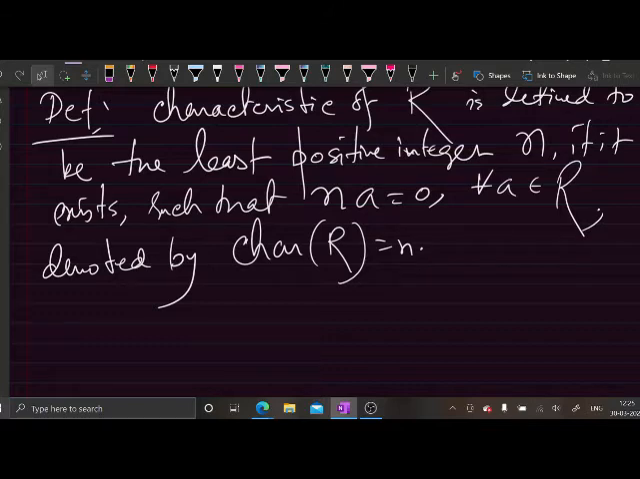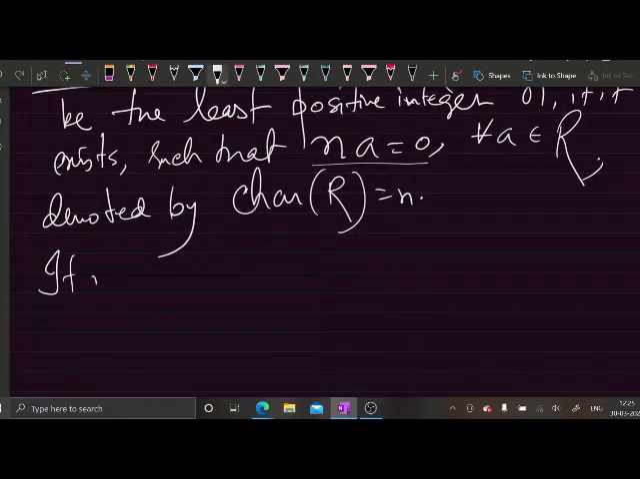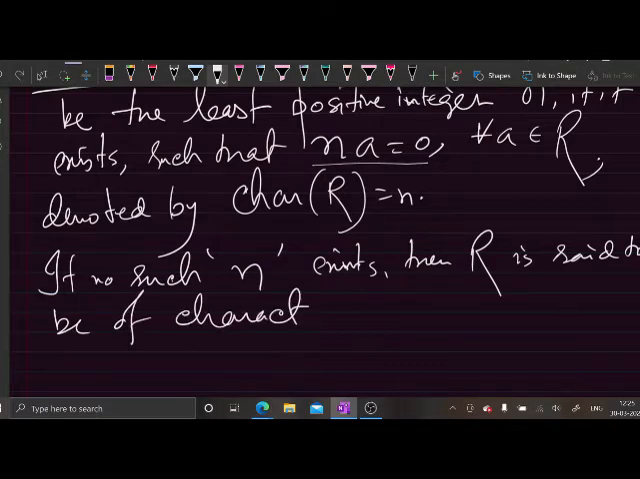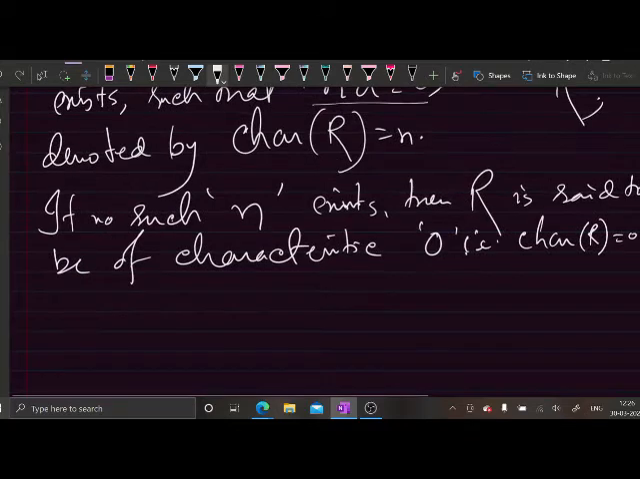And if it doesn't exist, if you cannot find any least positive integer which results in this property, then you can say that the ring is of characteristic 0. So if no such n exists, then R is said to be of characteristic 0. That is, characteristic R equals 0.